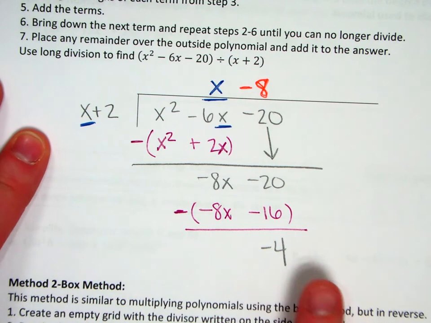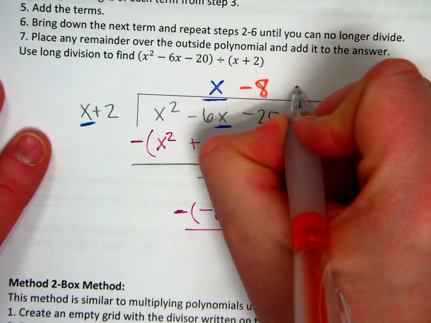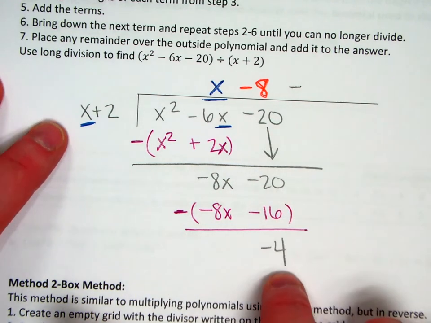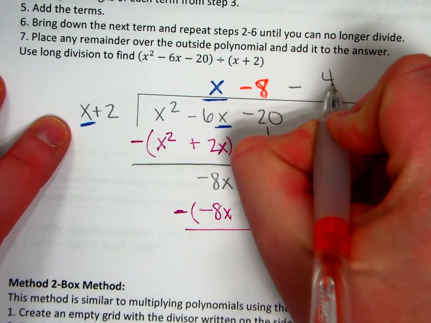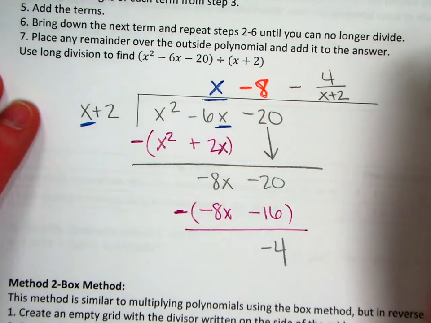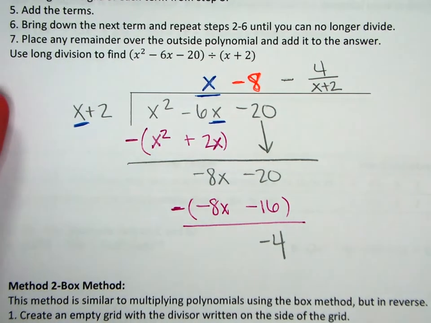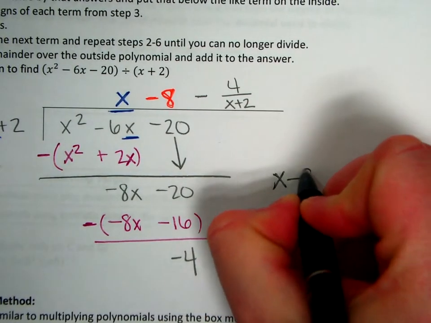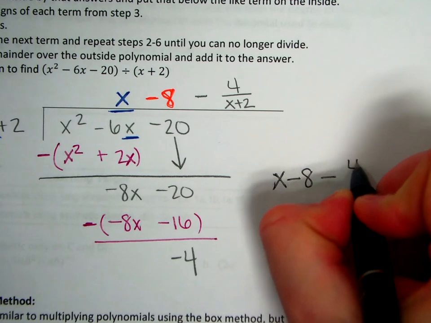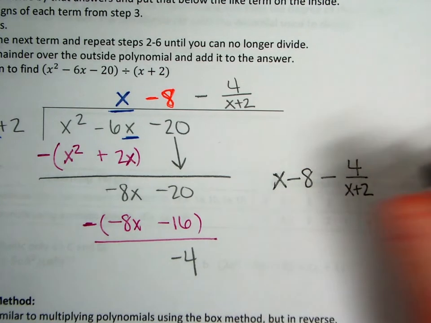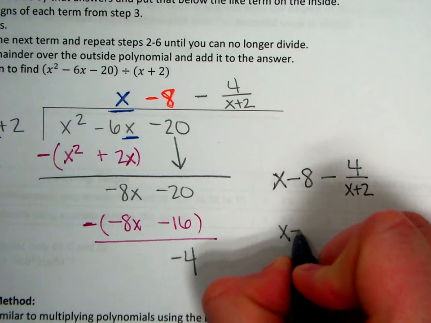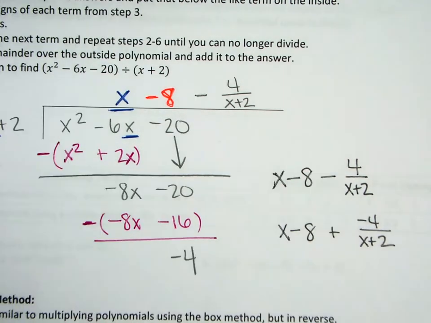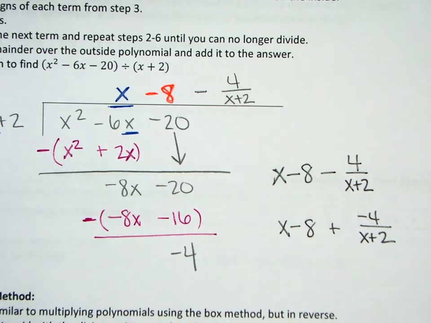So what we do is we take it, whatever sign it is, put it here. So if it's a negative, put a minus. If it's a plus, put a plus. And then take the number there and put it on top of your divisor. So my final answer is x minus 8 minus 4 divided by x plus 2. You can write it as x minus 8 plus negative 4 divided by x plus 2, but I really do not like the double negatives. Either answer would be sufficient.